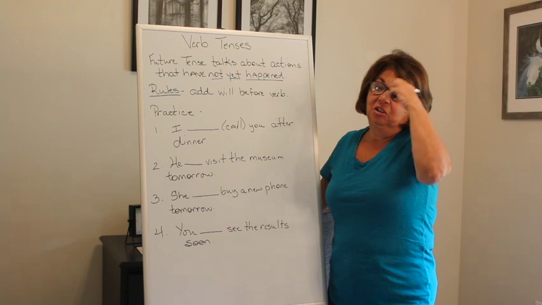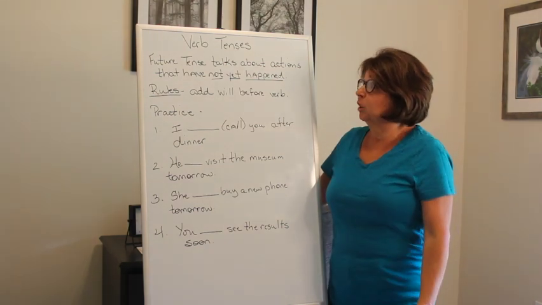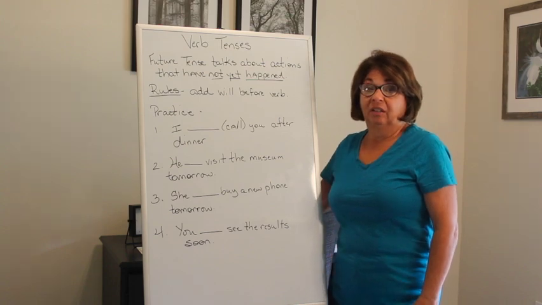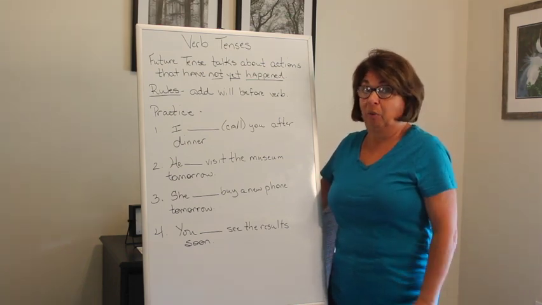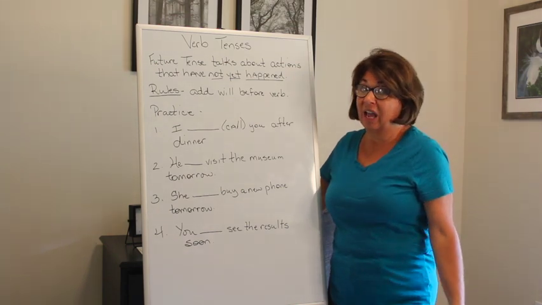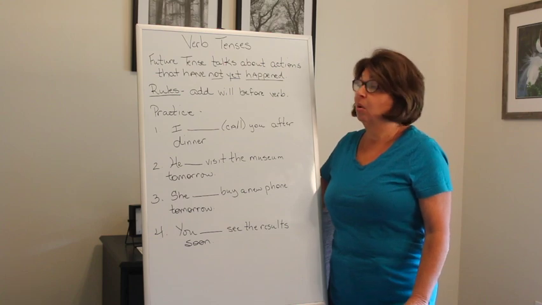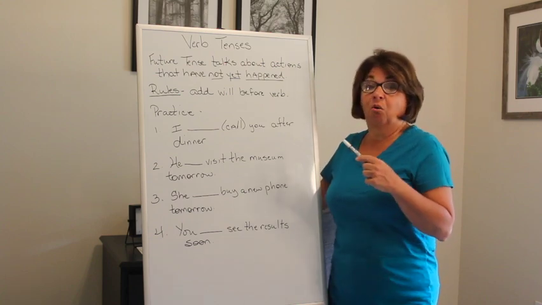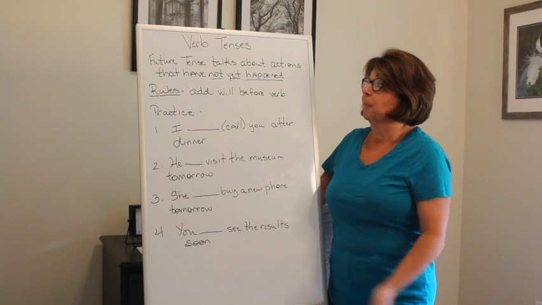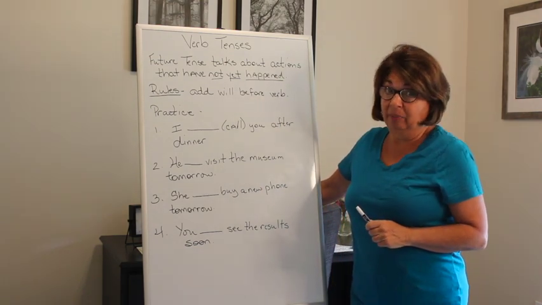Today we're going to continue our conversation about verbs. In today's episode, we're going to be talking about verb tenses, namely future tenses. Remember, we already talked about past tense, which is things that have already happened, present tense, which are things that are happening right now, and our final tense, things that are going to take place in the future. So future tense talks about actions that have not yet happened.